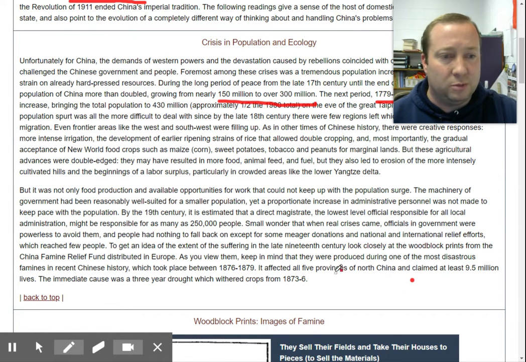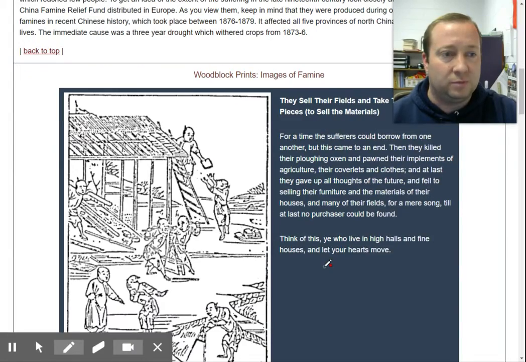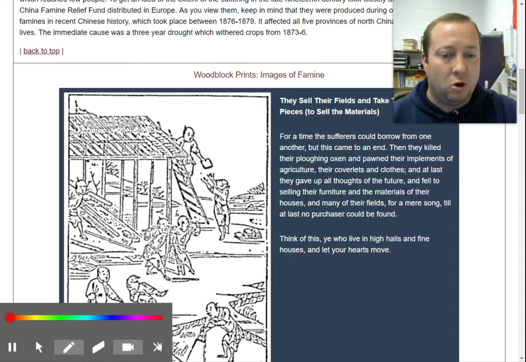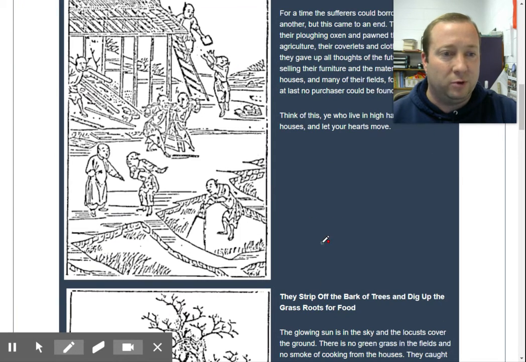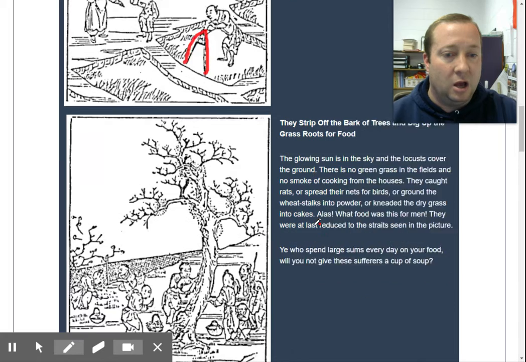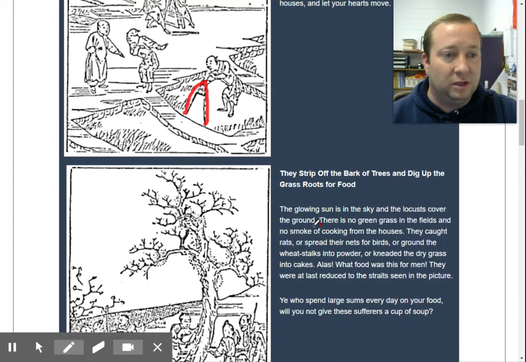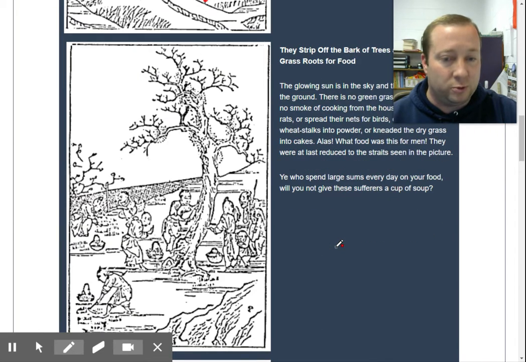So now let's take a look at some pictures here on how bad things were. This is a picture of an ancestral home, probably been in this guy's family forever, dismantling the shingles and selling them, selling the walls, taking the house apart and selling it. This guy is measuring a field right here so he can give away chunks of land. This is a picture of people stripping the bark off of trees and digging up grass roots to eat as food. They were so hungry.